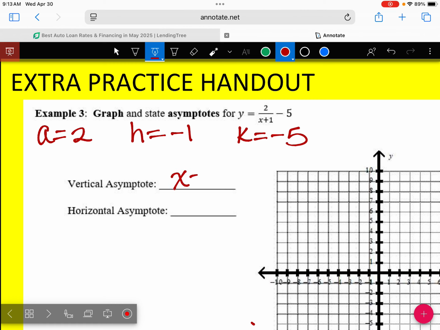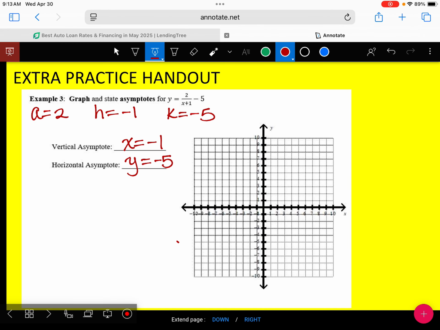So I'm going to draw in a vertical asymptote at x equals -1 and a horizontal one at y equals -5. So go ahead, take a moment and draw those in. So you're going to draw in a dashed line at x equals -1. And then you're going to hop all the way down to -5 and put in another one.